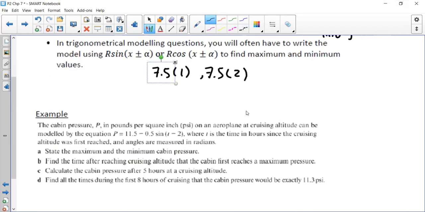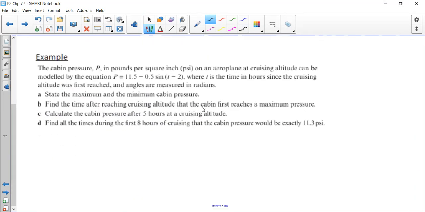Right, so without further ado, let's look at an example. The cabin pressure, P in pounds per square inch, PSI. We use this in vehicle tires as well, talking about the pressure. The cabin pressure on an aeroplane at cruising altitude can be modeled by the equation P equals 11.5 minus 0.5 sine (t minus 2).